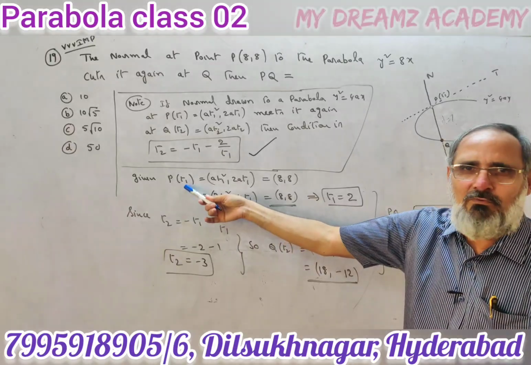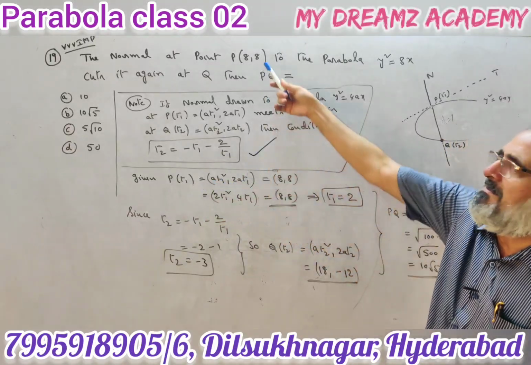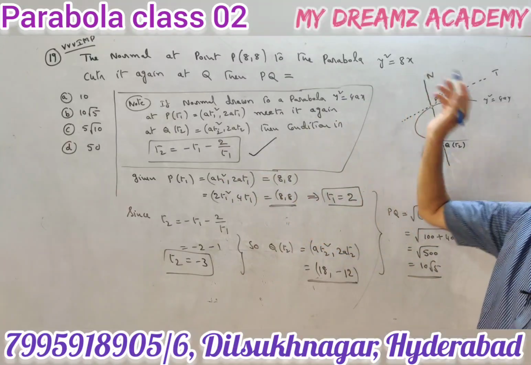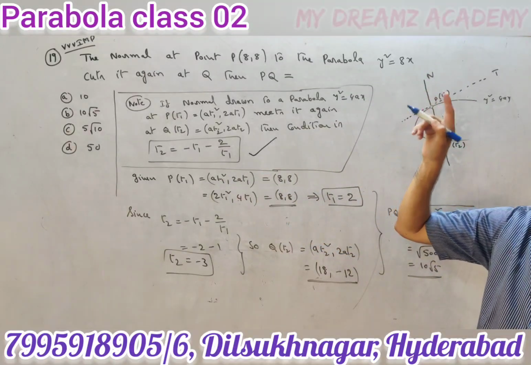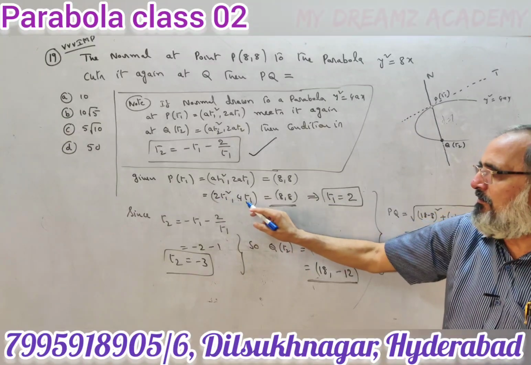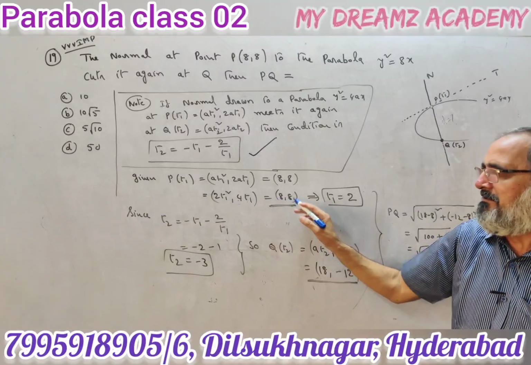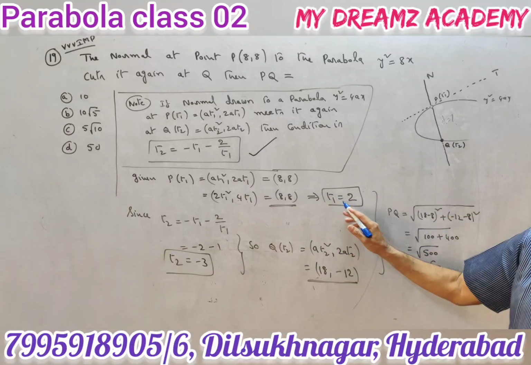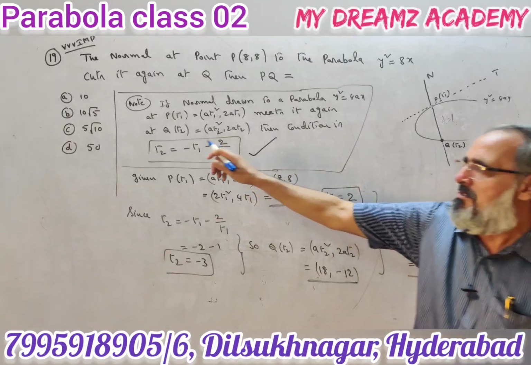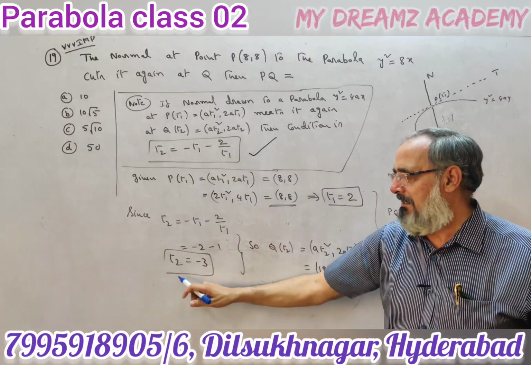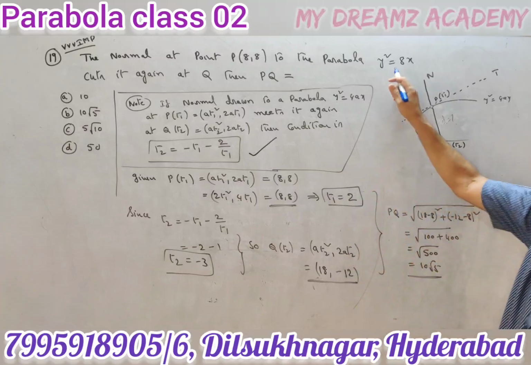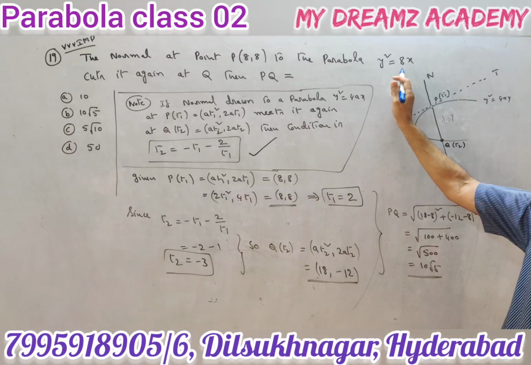Given P(t1), we are observing (at1 square, 2at1), that is the given point (8, 8). y square equal to 8x means 4a is 8, so a is 2. Substitute a is 2: 2t1 square equal to 8 and 4t1 equal to 8. By comparing, t1 comes to 2. Once you have t1 equal to 2, substitute in this relation and you get t2 equal to minus 3.